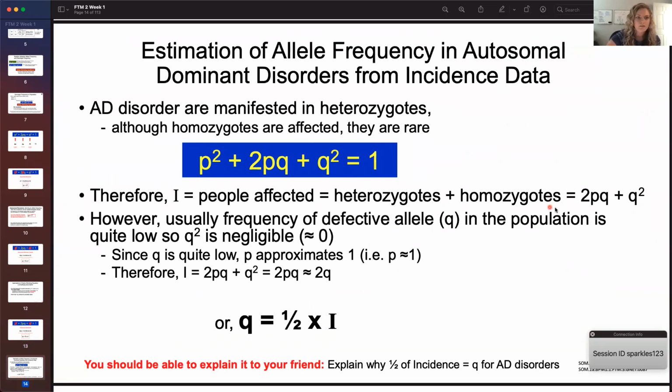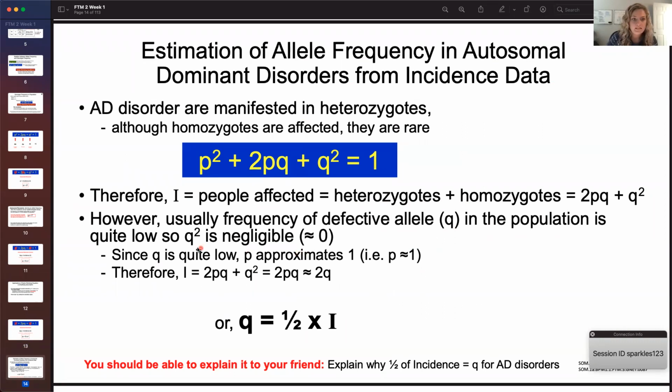So same thing here. The incidence of the disease is going to be the people that are affected. Here, you're going to be thinking about the heterozygotes because of what Kishore was just saying. You're not going to have those homozygotes. I mean, this would technically include heterozygotes and people that were homozygotes, but you're not going to have a number of homozygotes that's going to matter because it's going to be so small and so rare.